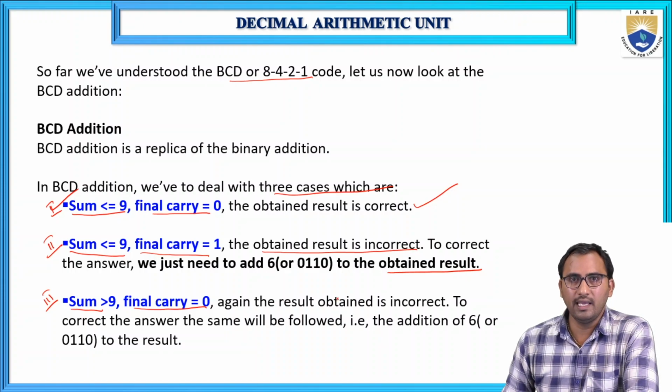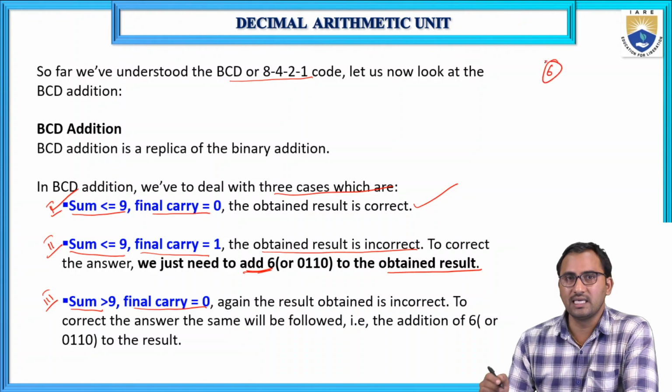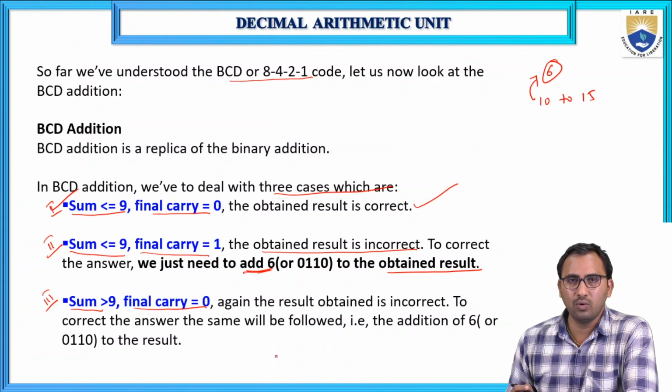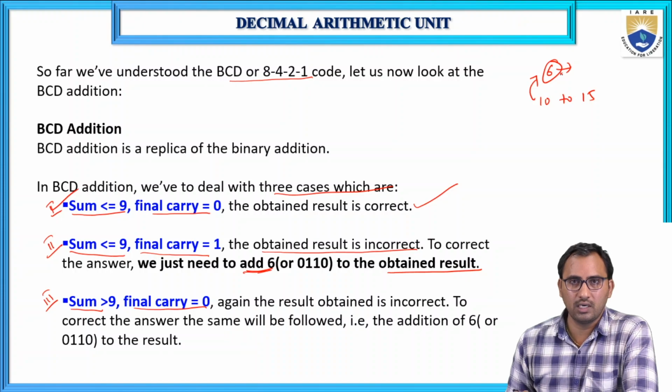Here you might have a doubt about why we should add 6. Because the invalid BCD numbers are 6 in count, from 10 to 15. So these are the invalid BCD numbers. To get the correct answer, we have to add this 6 to the result, so that we get the correct value.